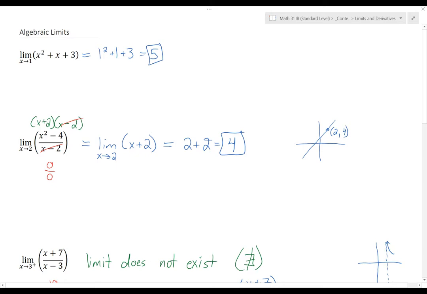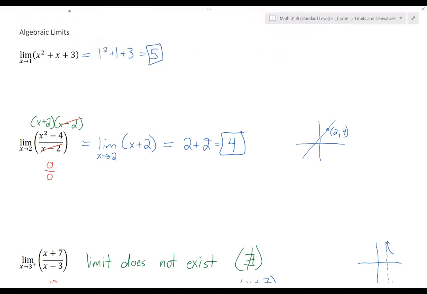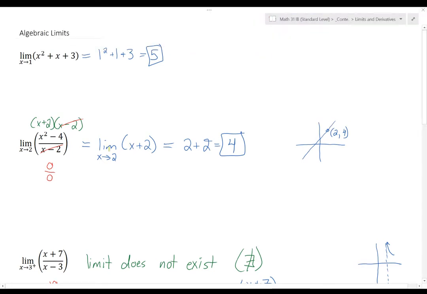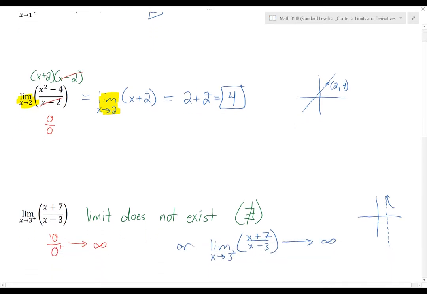I was actually calculating what it equaled to, so I don't need to write the limit anymore. But in the second example, when all I was doing was simplifying the expression, I'm still dealing with a limit. The limit as x approaches 2 of that first expression is equal to the limit as x approaches 2 of the second expression. And then once I substitute in the value of x, I drop the limit notation. I'm just calculating the number.